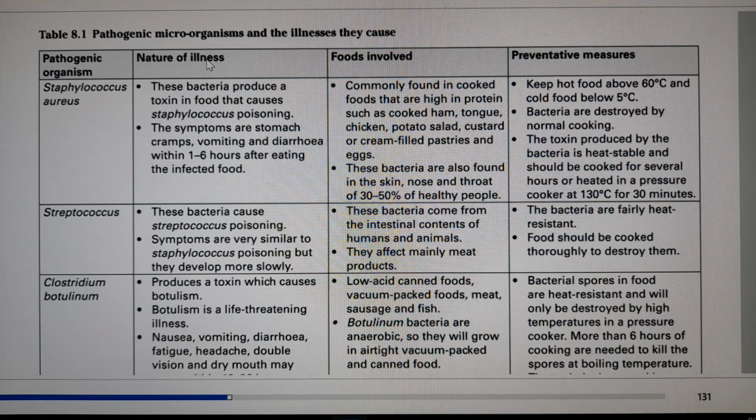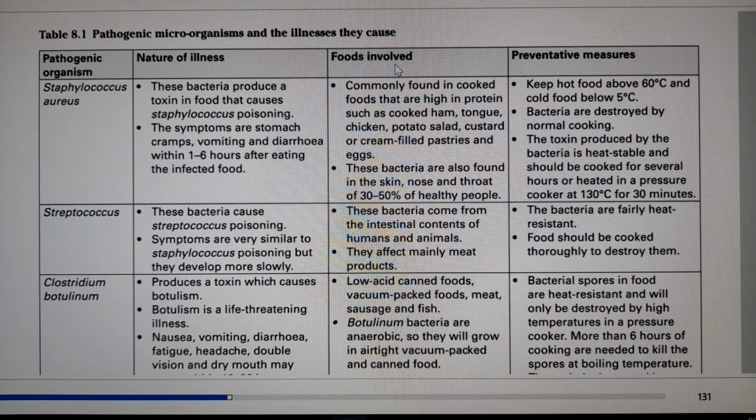What is the nature of illness that it caused? Those bacteria produce a toxin in food that causes Staphylococcus poisoning. The symptoms are stomach cramps, vomiting, diarrhea within 1 to 6 hours after eating the infected food. So if you see somebody having these symptoms in 1 to 6 hours after they've eaten the food, you must know that it must be the Staphylococcus aureus, a pathogenic organism that has caused that.